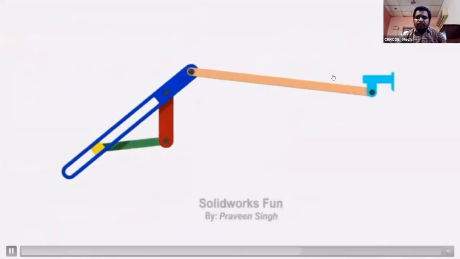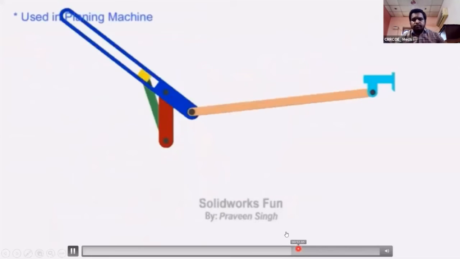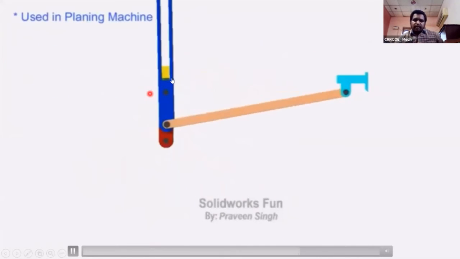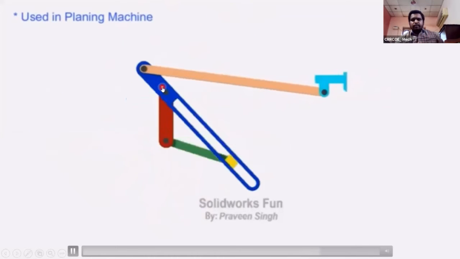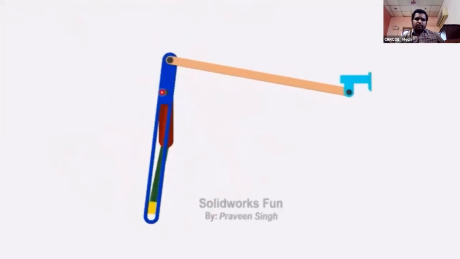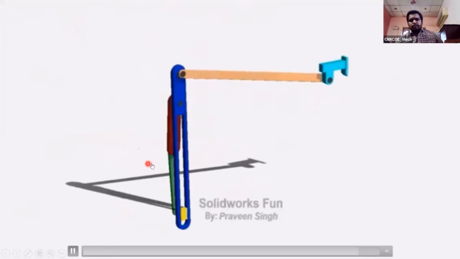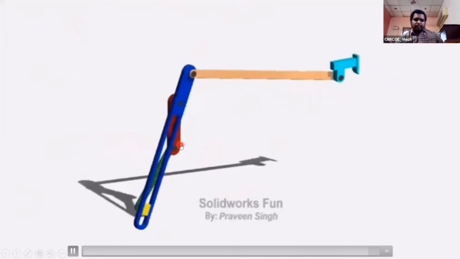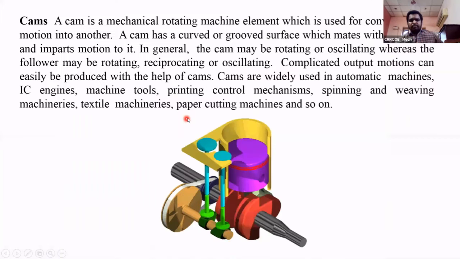Next, this is the Whitworth mechanism. Here, this is the crank plate. Blue color is the crank plate. This is the connecting rod. Green color is the connecting rod. It converts the rotary motion into reciprocating motion for the shaper machine. These two are called quick return mechanisms.